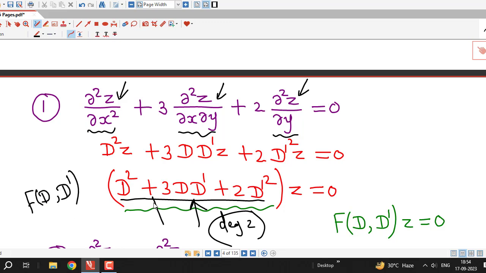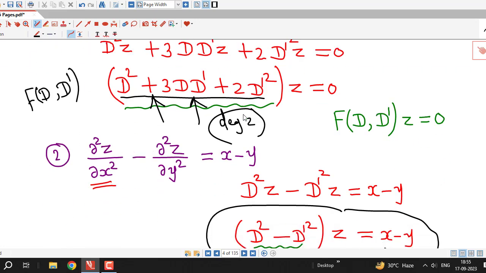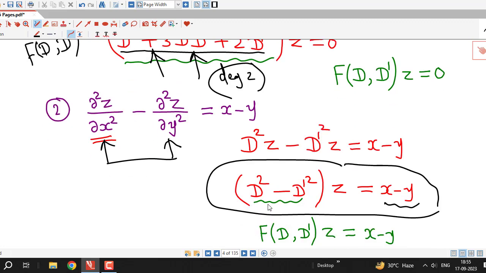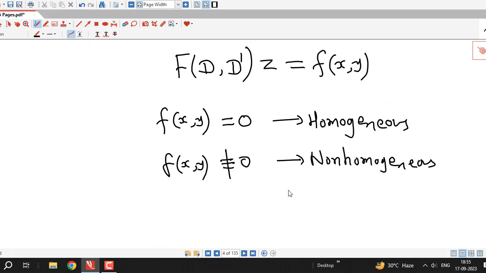So this is f(D, D') in which every term has constant degree 2, and that happens because in this equation the order of all the partial derivatives is 2. Same thing here, we have two partial derivatives and both have the same order, therefore we have a homogeneous function f(D, D') as D square minus D' square.